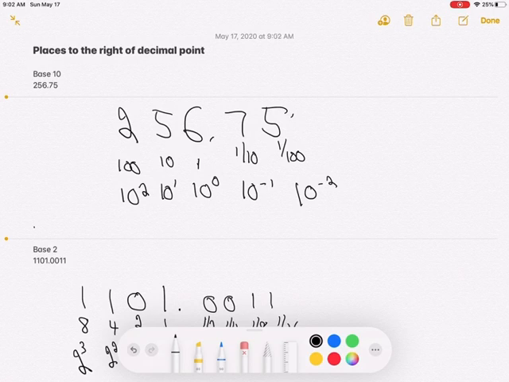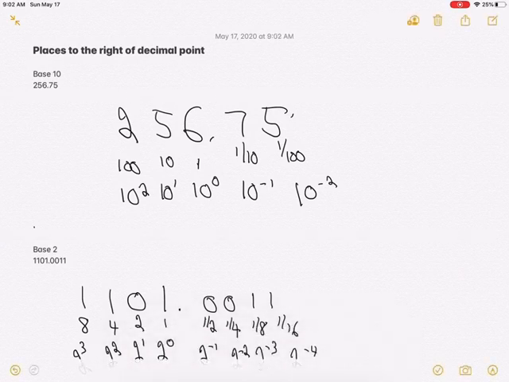Now, as we continue this, what about to the right of the decimal point? Well, I have 7 tenths. Why is that? That's the 10 to the negative 1 column. I have 5 hundredths. That's the 10 to the negative 2 column. So what you have to know mathematically is, since this is base 10 and I'm to the right of the decimal point, the first column to the right is based on 10 to the negative 1, which is 1 over 10. The second column is 10 to the negative 2, which is 1 over 100.